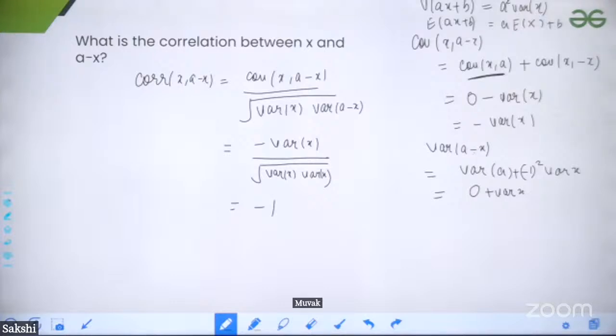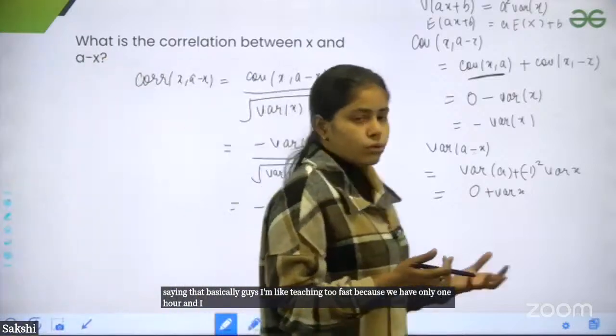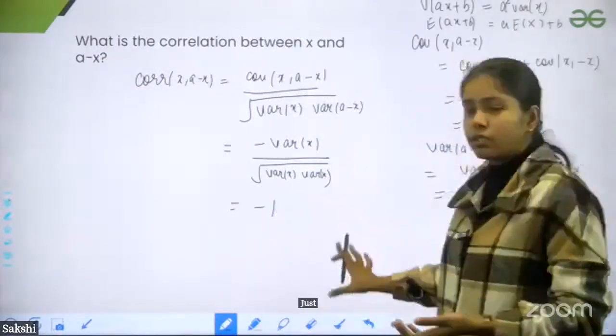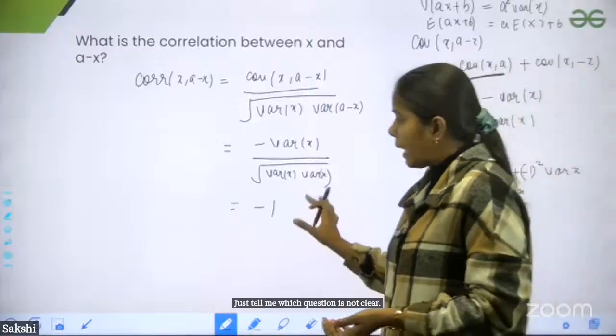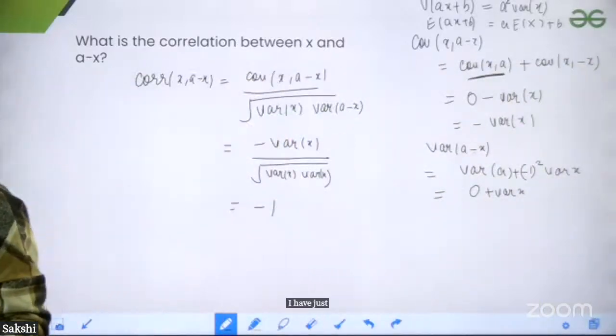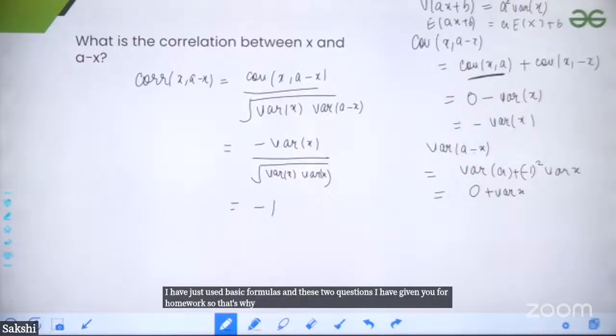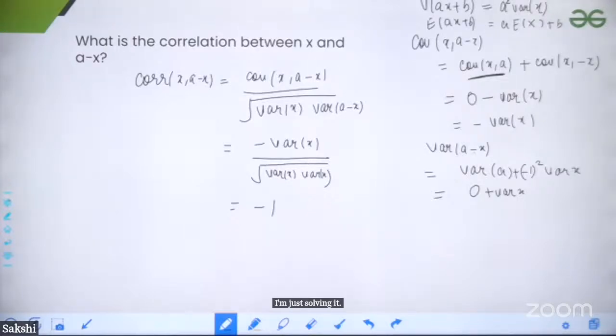Vakanta is saying that I'm teaching too fast. Because we have only one hour and I just want to cover most of the questions, that's why. Just tell me which question is not clear. I have just used basic formulas, and these two questions I have given you for homework, so that's why I'm solving it fast.